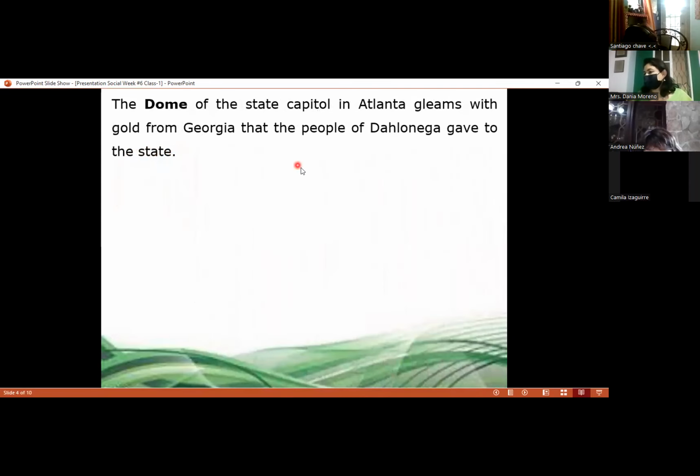Lucia, help me to read, please. The dome of the state capital in Atlanta gleams with gold from Georgia that the people of Dahlonega gave to the state. Excellent. So you see here, I'm going to show you some pictures.